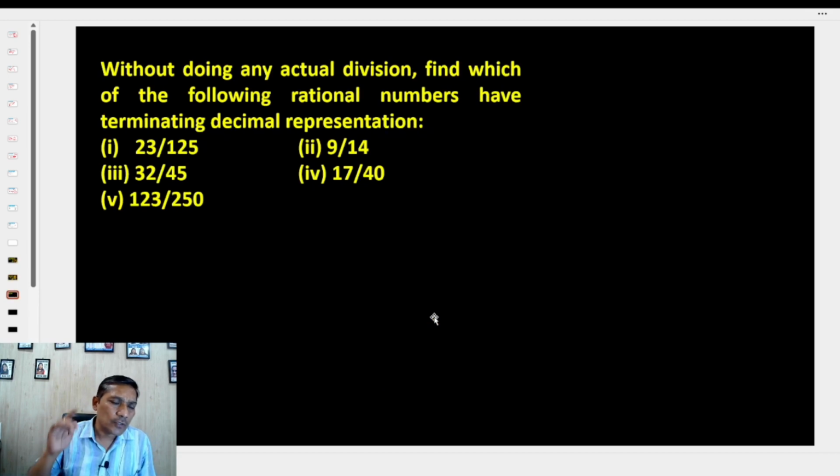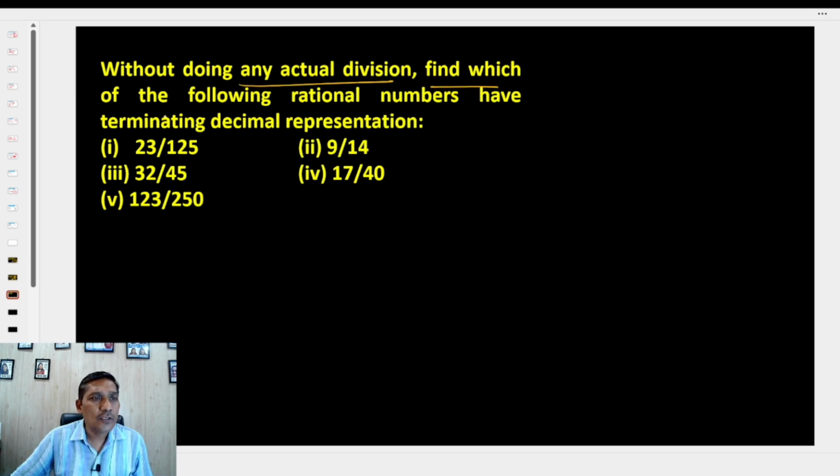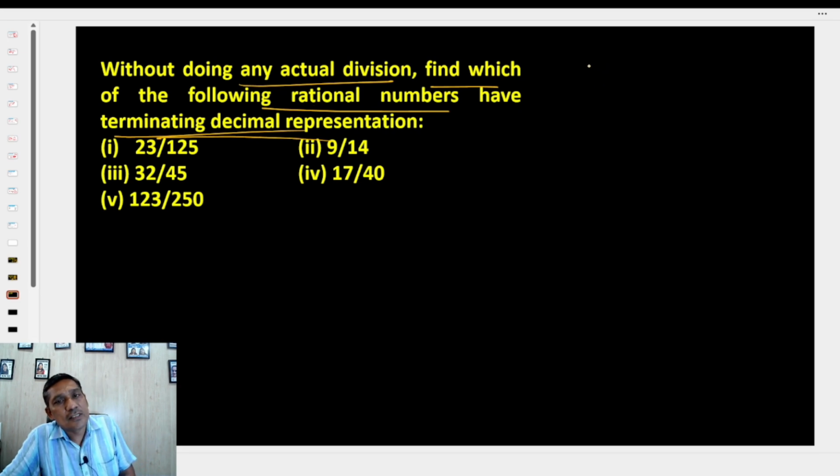Now this little important question, you can get a 1 marker question out of this. They are saying without actual division, find which of the following rational numbers have terminating decimal. So you see, I tell you a concept first of all for this. In any fraction, you got P upon Q.